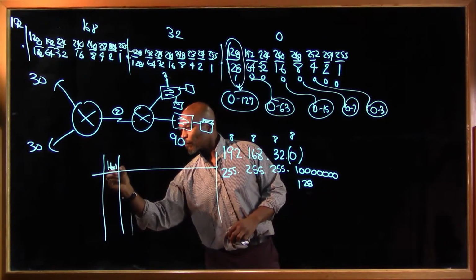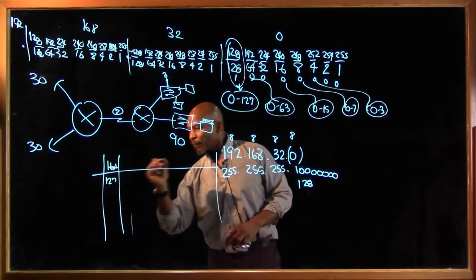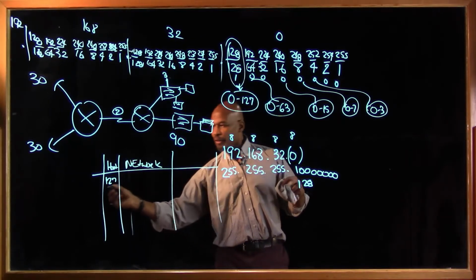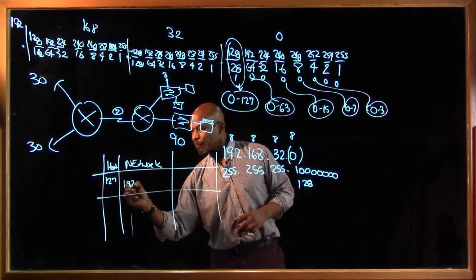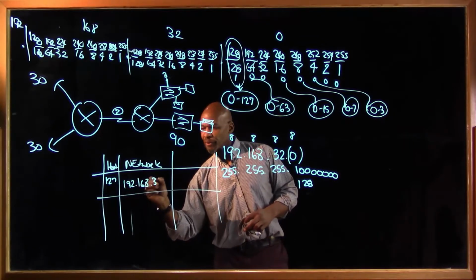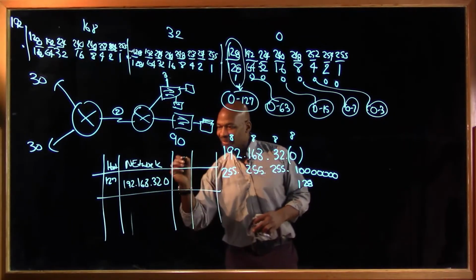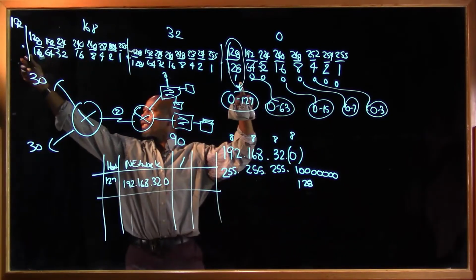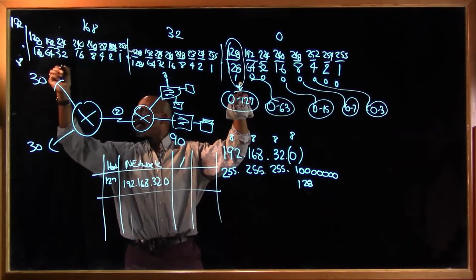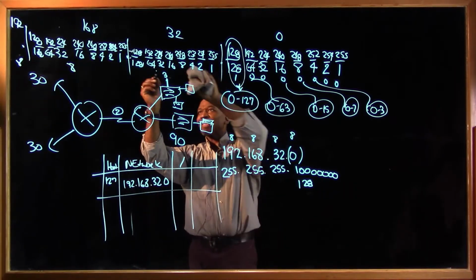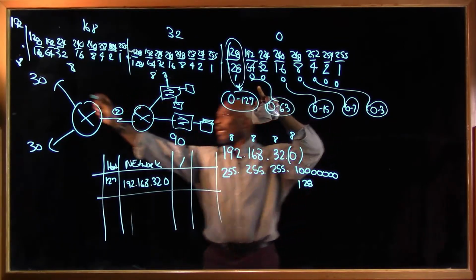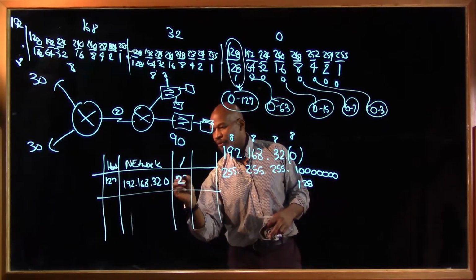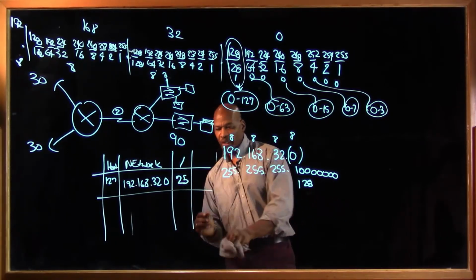Host, 127. Network: the network number is 192.168.32.0. The CIDR is how many bits did I have to borrow, how many ones did I have to borrow. Notice that I have 8 over here, 8 here, 8 here, and only 1. So I have 8, 16, 24, 25. So I have 25 ones.